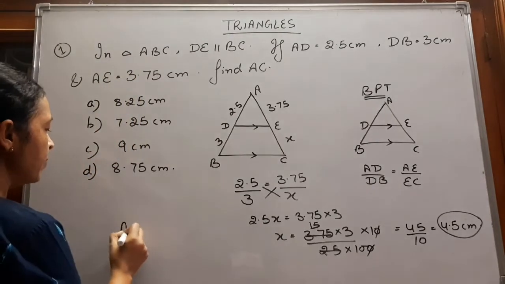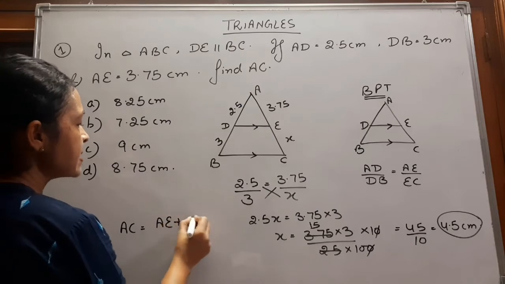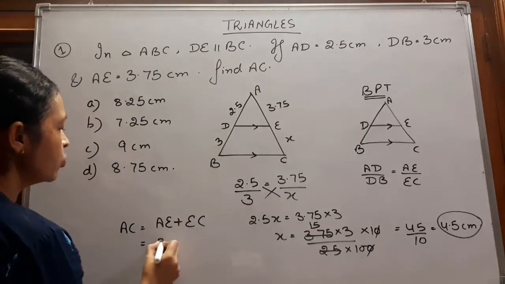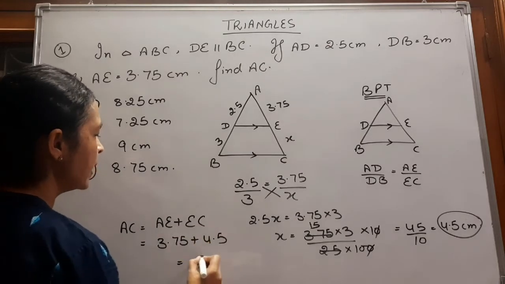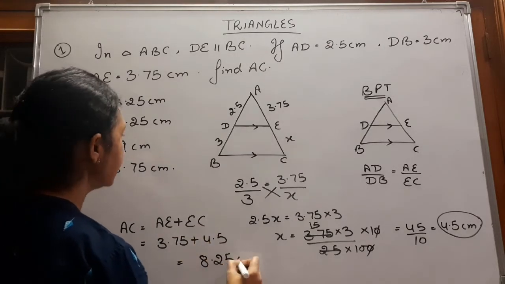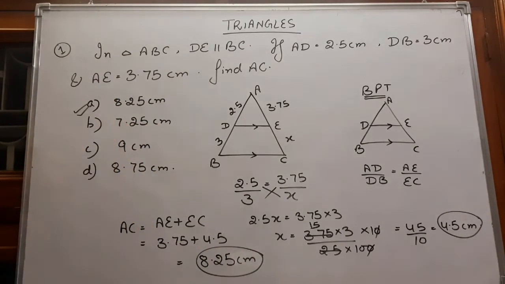What do we have to find? We have to find the value of AC. What is AC? AE plus EC. That is 3.75 plus 4.5, which is 8.25 centimeters. That is our answer. So option A is our correct option.